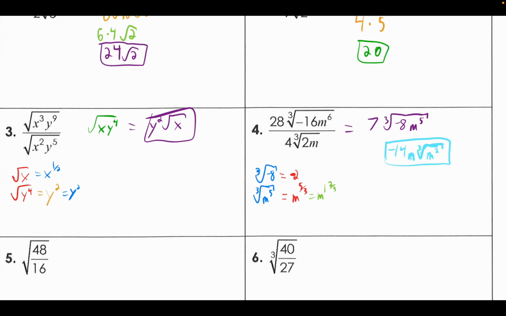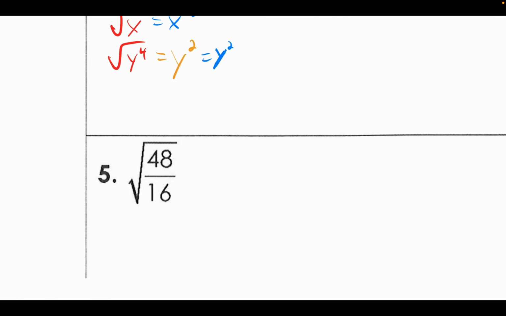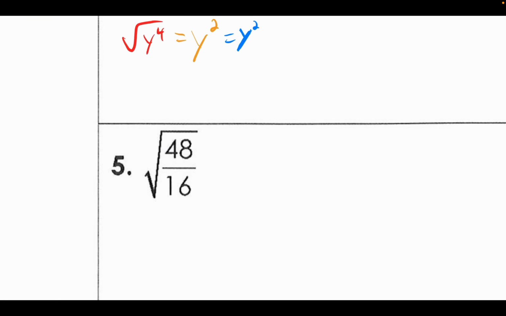And now we're on to number 5. Number 5, square root of 48 over square root of 16. Ignore the fact that 16 is a perfect square for a moment and just reduce. So 48 divided by 16 is 3, square root of 3. That cannot simplify, so we're done.